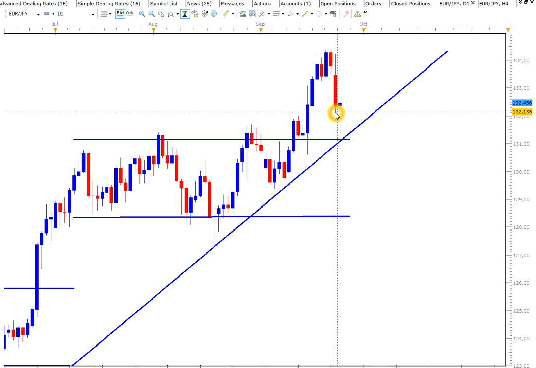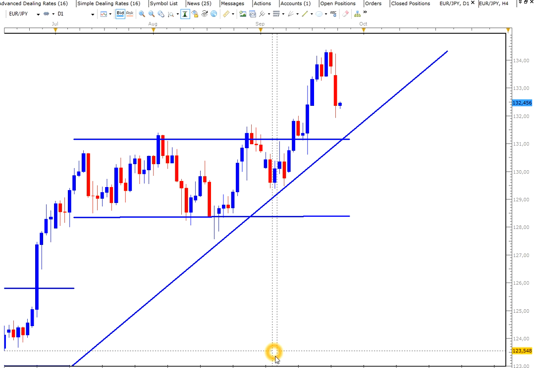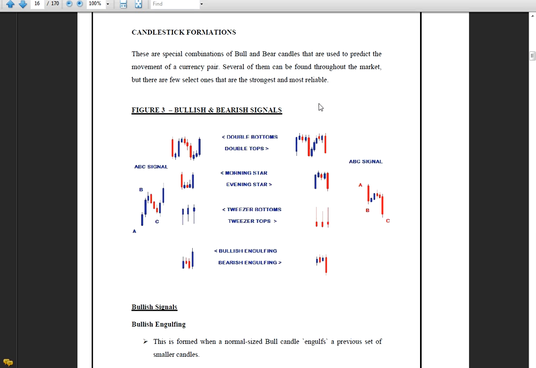Usually reversals are started with stronger signals in the form of strong double tops, ABC signals. These are very common when it comes to trend changes. And in rare cases, tweezer tops. But for the most part, double tops and ABC signals are generally the two types that tell us that the market is about to start a major trend change. So that's the first way.